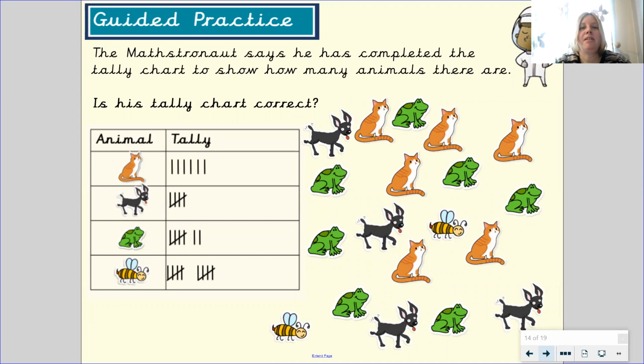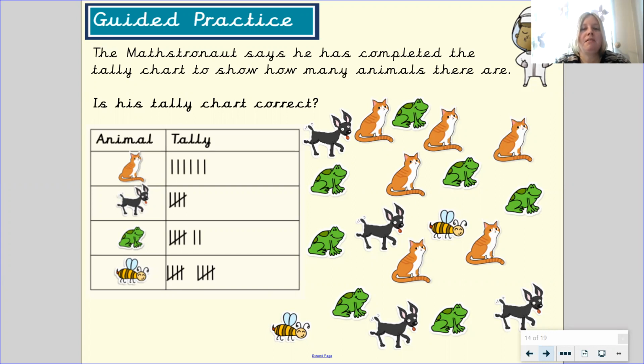Let's have a look at this problem. The astronaut says he has completed the tally chart to show how many animals there are. Is his tally chart correct? So let's have a look at his tally chart. The first thing we need to do is count how many there are.